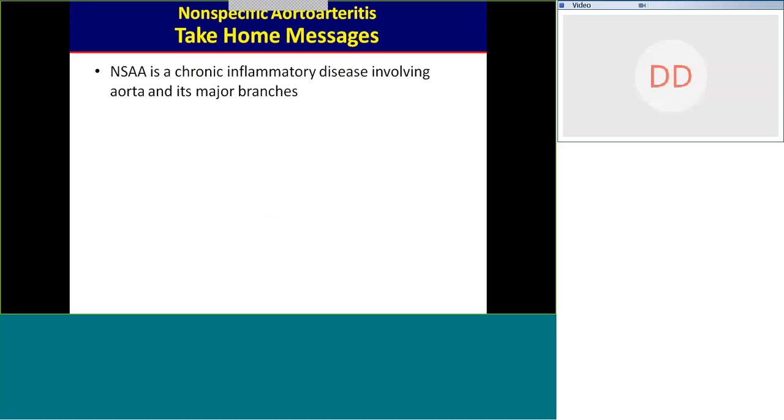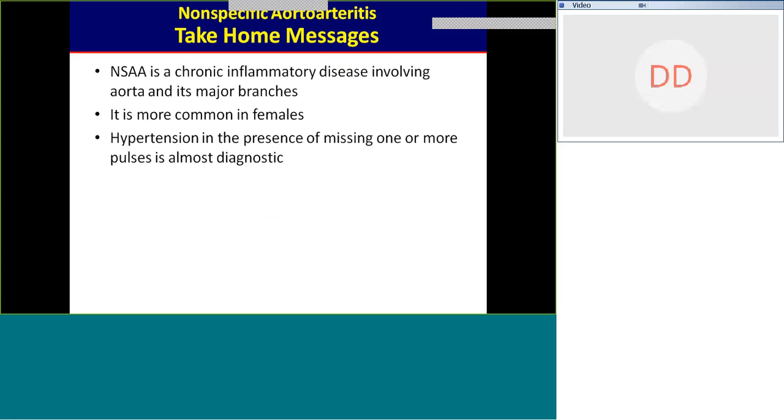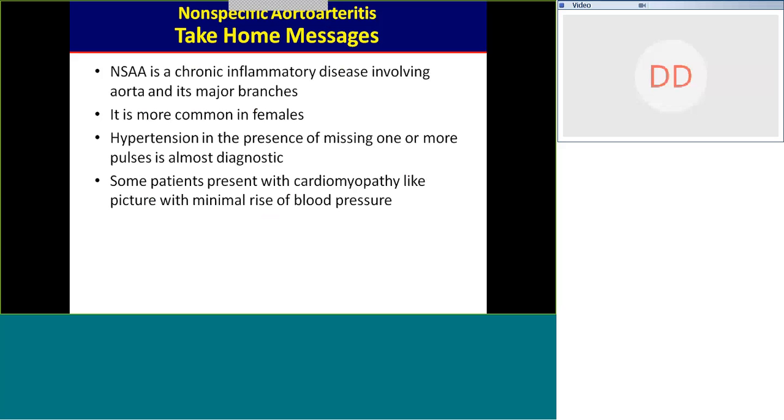So finally, my conclusions will be that non-specific aortoarteritis is a chronic inflammatory disease involving the aorta and its major branches. It is more common in females, almost 6:1 in India. Hypertension in the presence of one or more missing pulses is almost diagnostic, but many patients will present with severe LV dysfunction like that of cardiomyopathy with normal or only a very slight rise of blood pressure. So one has to keep a very high index of suspicion for these patients.